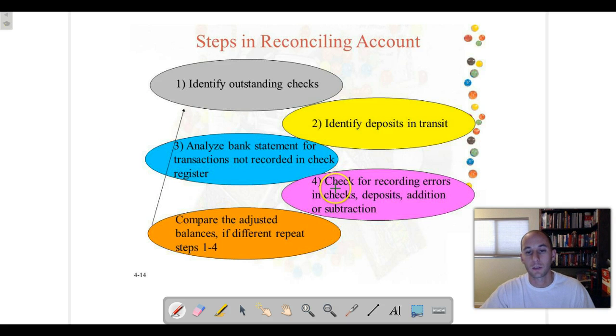So now we have the 4th step here, check for recording errors in checks and deposits. So make sure our checks, right? If we wrote a check for $100.28, make sure on our bank side it says we have a check that clears for $100.28.